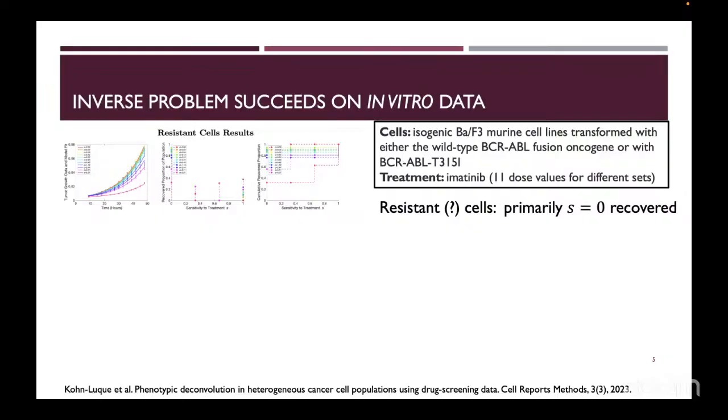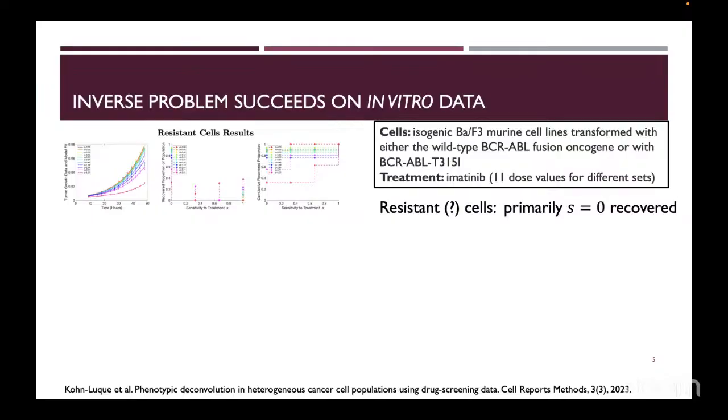So there is an extremely cool paper called Phenopop that provides the data whose information is in the box. What you need to know is that we have cells that have been appropriately mutated to be resistant and sensitive to treatment under 11 different dosages in different dishes. So that's the figure that you see on the left, these resistant cells. And you can see I put resistant with a question mark because they're responding differently to the treatment, even though in theory, these are all batches of similarly resistant cells. And what we recover when we perform the inverse problem on this data is primarily S equals 0 value.